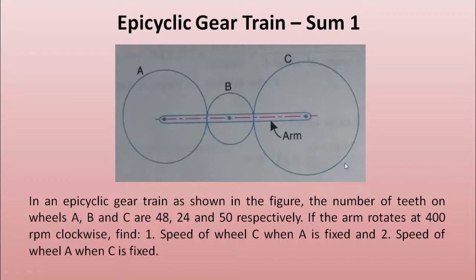So basically, what is an epicyclic gear train? An epicyclic gear train is a gear train in which the axis of rotation of a gear is also not fixed. That is, the axis of rotation of a gear can also change. For example, in this case, assume that gear A is fixed. Then if gear B starts rotating, imagine it is rotating in the anti-clockwise direction.